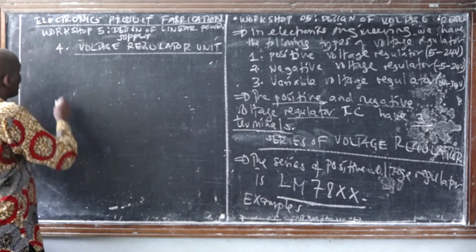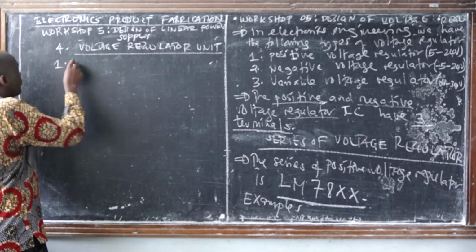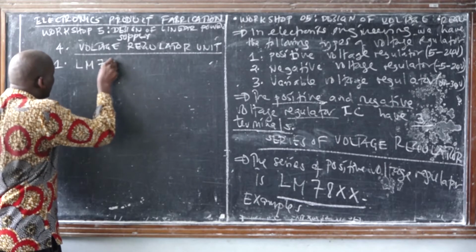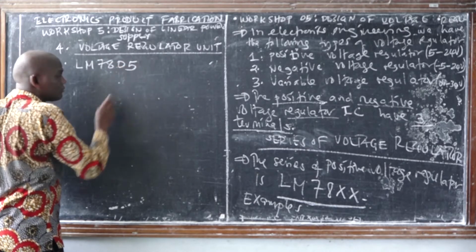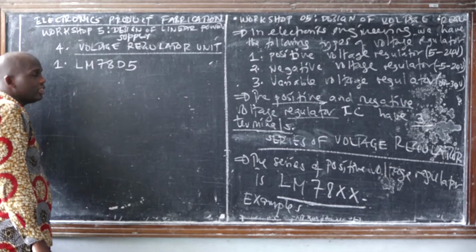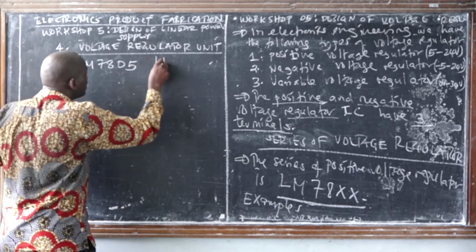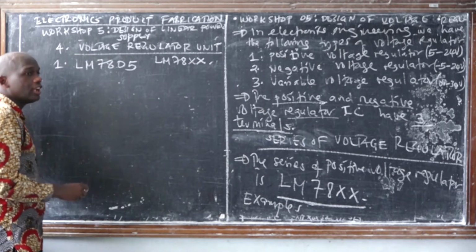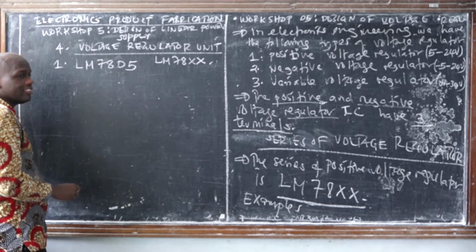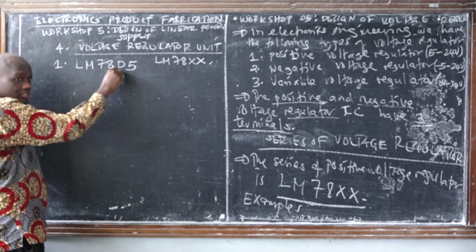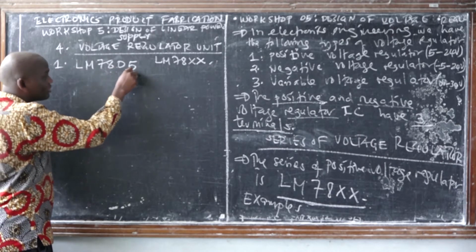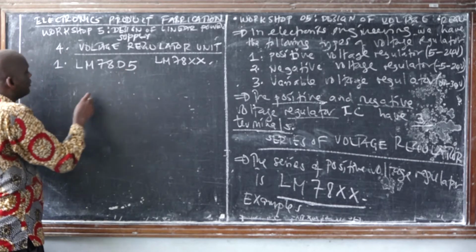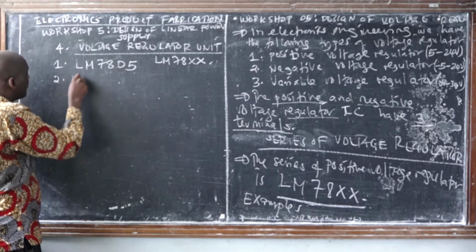So, some examples. In electronics, we have a positive voltage regulator which is called LM7805. Remember that the series is LM78XX. Wait! So X here is 0. The second X is what? A? 5.